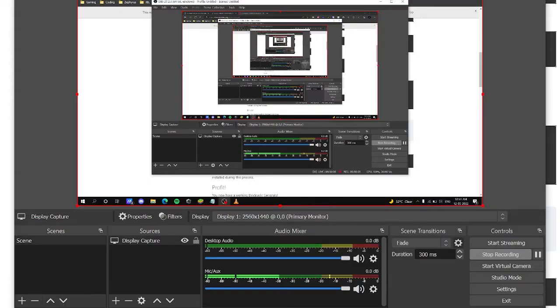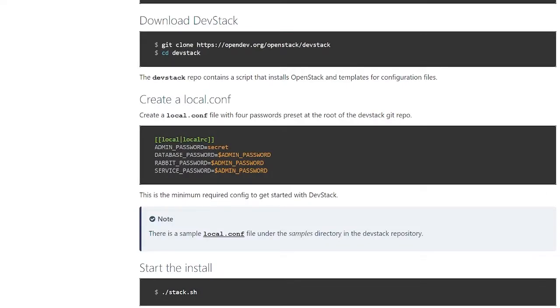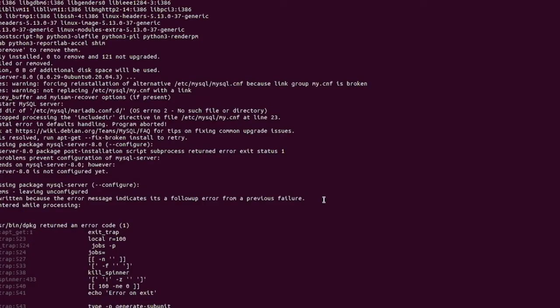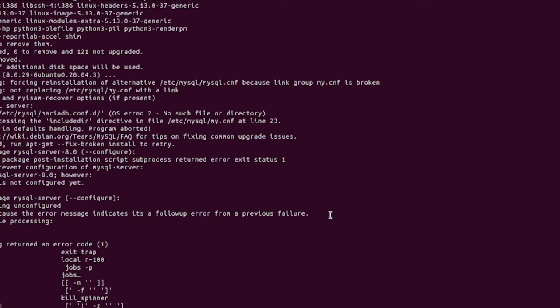Hello everyone, my name is Parth and I'll be extending Kartik's video to solve the various problems while installing OpenStack. So Kartik left off with this error message.